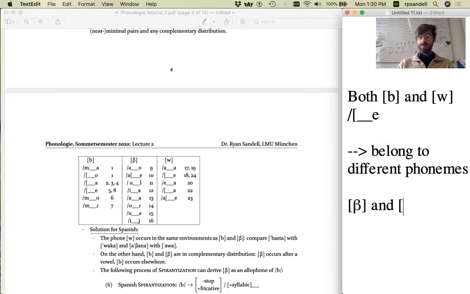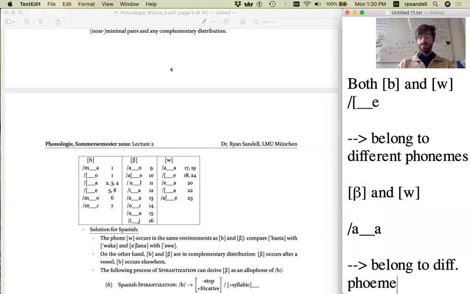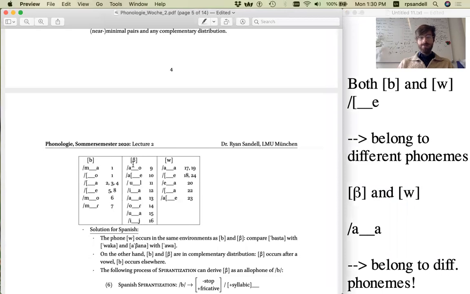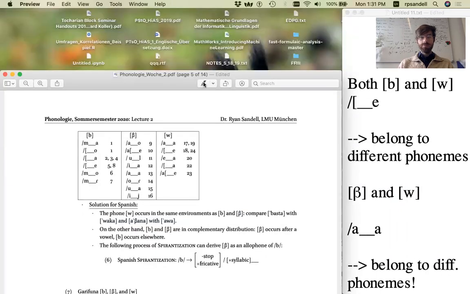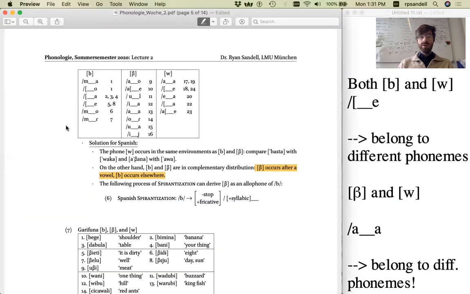So these two sounds, we find each in an identical environment, and we can draw the same conclusion. These two sounds, va and wa, belong to different phonemes. And instead, it appears that ba and va stand in a complementary distribution to one another. It looks like va occurs after a vowel, whereas the stop ba occurs elsewhere.